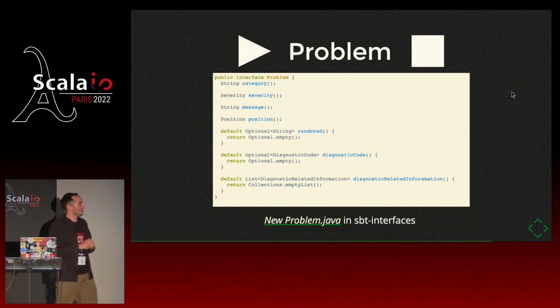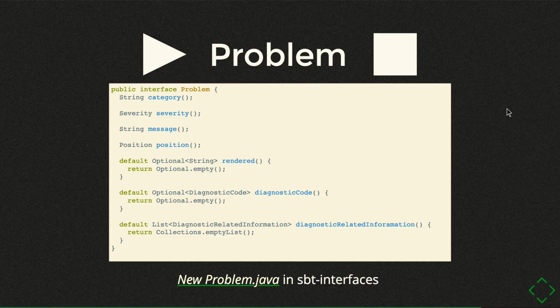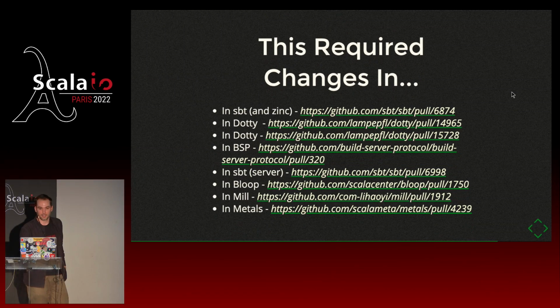And we have made some changes. So you may have missed it early on, but when I showed this before, the problem that is in SBT interfaces, I put old, because this has actually changed already. So this is what it looks like now. There were some changes that were made. And you see now in the core interface, we have a diagnostic code, just like you saw on the LSP and BSP, which is a unique identifier. And we also have diagnostic related information, which is related information to that diagnostic.